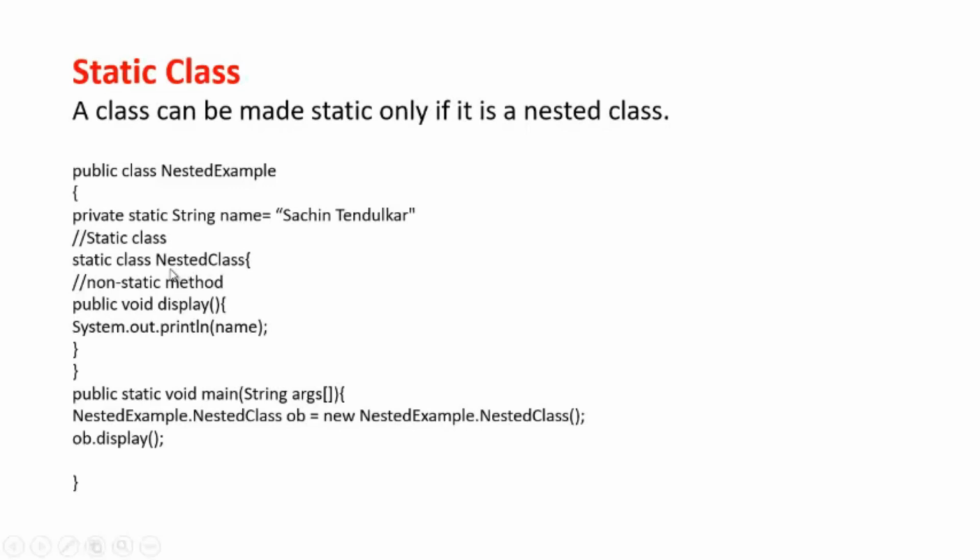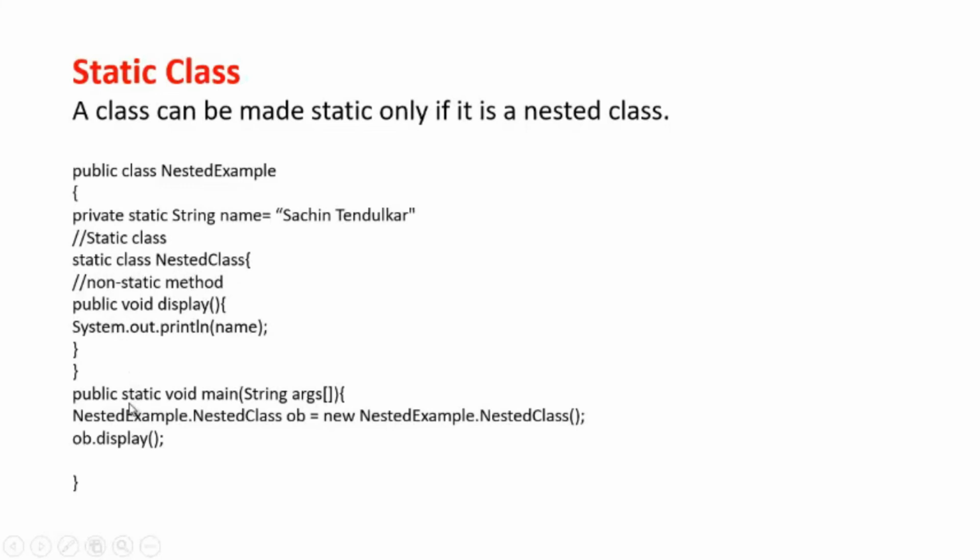And now the static class. Here you see the static class, because this class is a nested class. This class is defined, then within that class this class is defined. But when we define another class within a class, we define it as static. Then this is a non-static method, public void display. In this class we have defined public void display. Then I have printed the name here. This name is in the outer class, and the method is defined within the nested class, which is a static class.